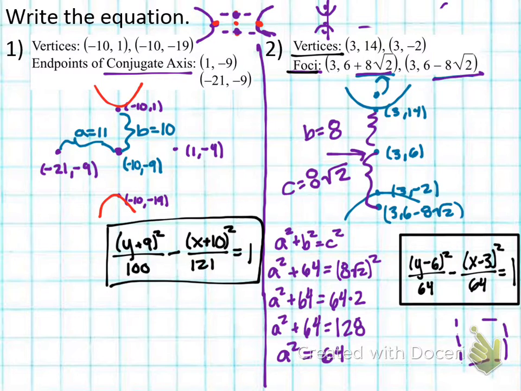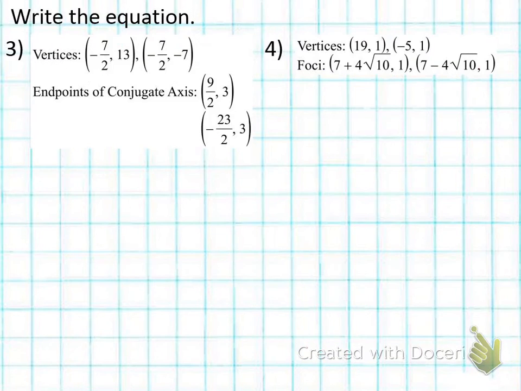Okay, but if it was a plus sign in the middle here, it would actually be a circle then, because we could multiply by 64, and it would be a circle with 3, 6 as the center. So just keep that in mind, right? We should be thinking circle if we see the same denominator, unless it's a minus sign. Okay, so moving on now, here's 3 and 4.